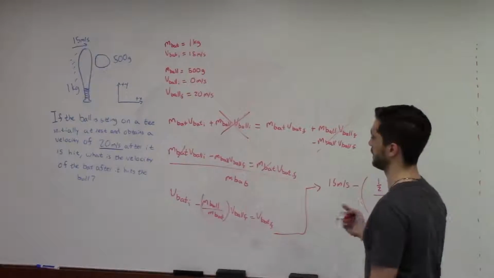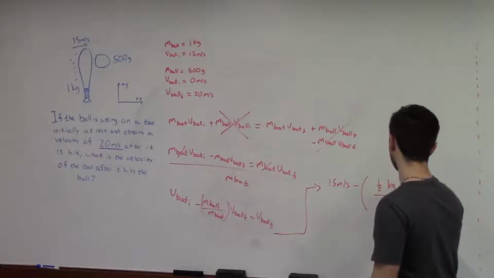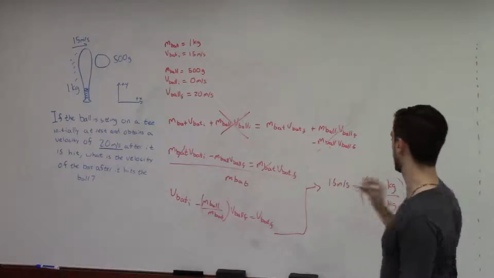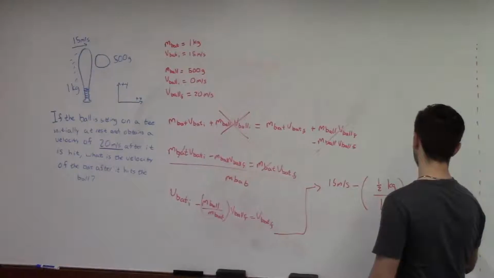And that's going to be divided by the mass of the bat. The mass of the bat is 1 kilogram. Okay? And now we're going to multiply this by the velocity of the ball after the collision. And what is that? That's 20 meters per second. And that'll give us our answer.